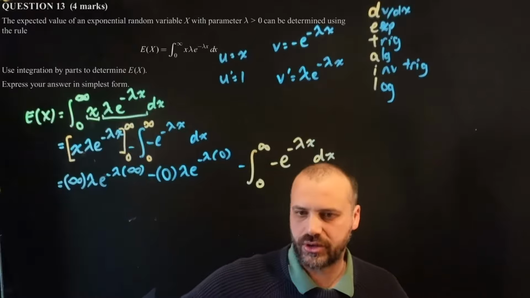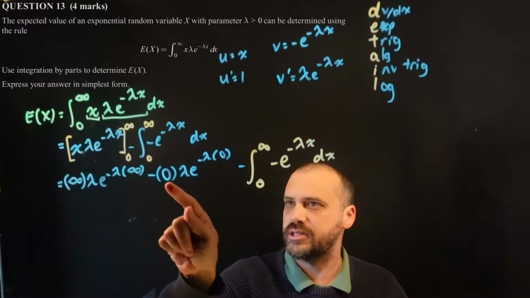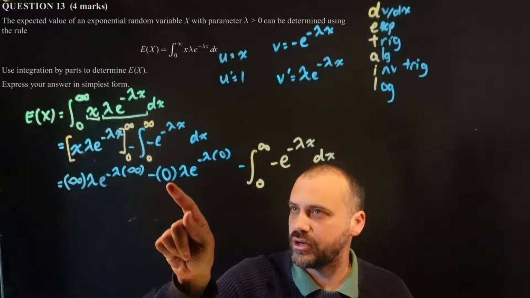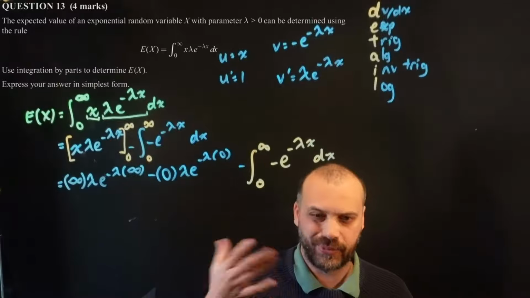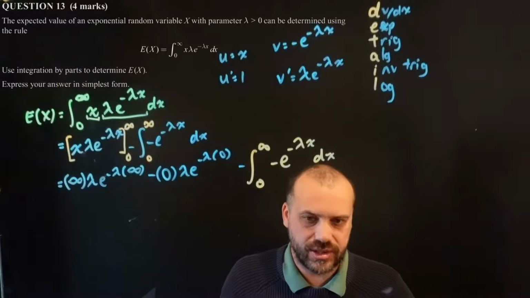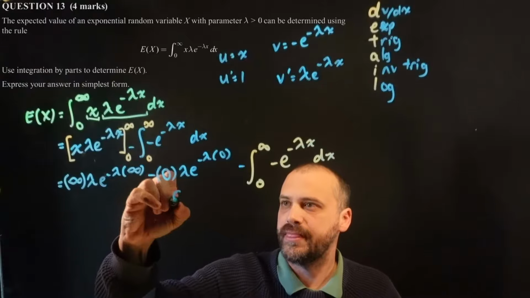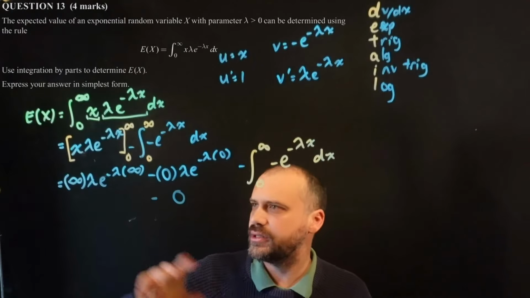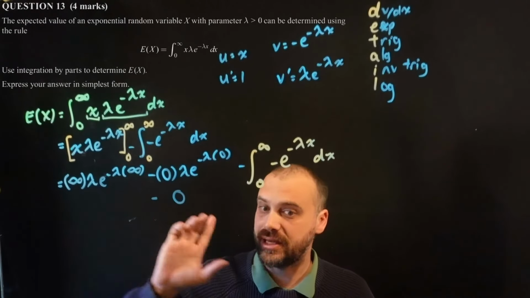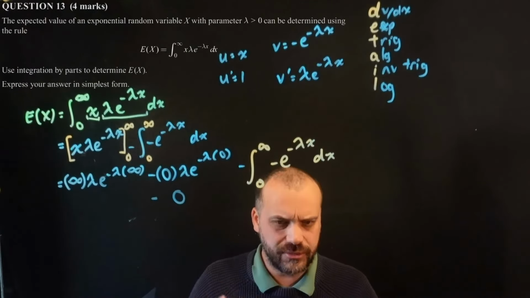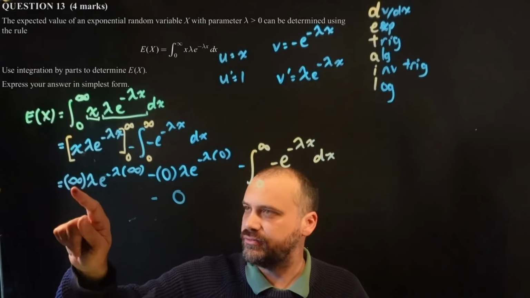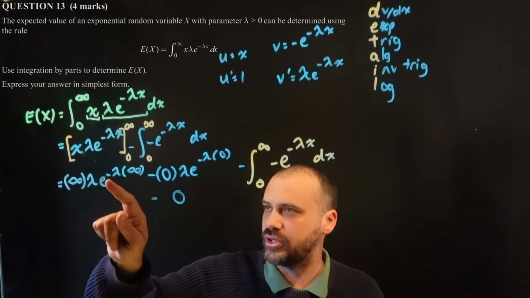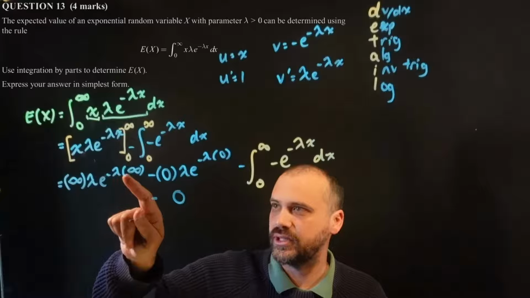Okay, what do I notice? First of all, I notice this bit here, minus 0 times blah, blah, blah. Well, 0 times anything is going to be 0. So that's simple. This is a very simple minus 0. Okay, what about this next bit here? This says infinity, and so we're thinking limits and things like that. Infinity times lambda times e to the negative lambda infinity.